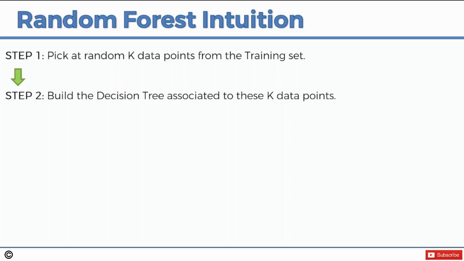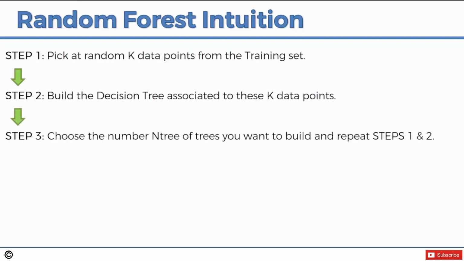So instead of building a decision tree based on everything you have in your data set, you build a decision tree just based on some of the data points that you have. So kind of like a subset of all of your data set. Next, you choose the number of trees you want to build, and you repeat steps 1 and 2.